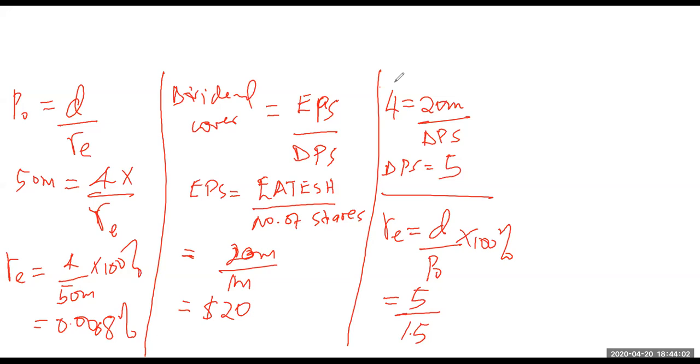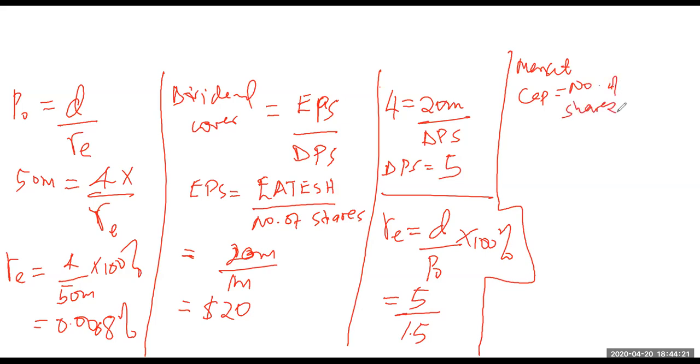To that point, I got the dividend per share as 5. Then now we need to get the market price per share, and we know the formula. Market capitalization is the number of shares times the market price per share. So market capitalization is equal to the number of shares times the market price per share.